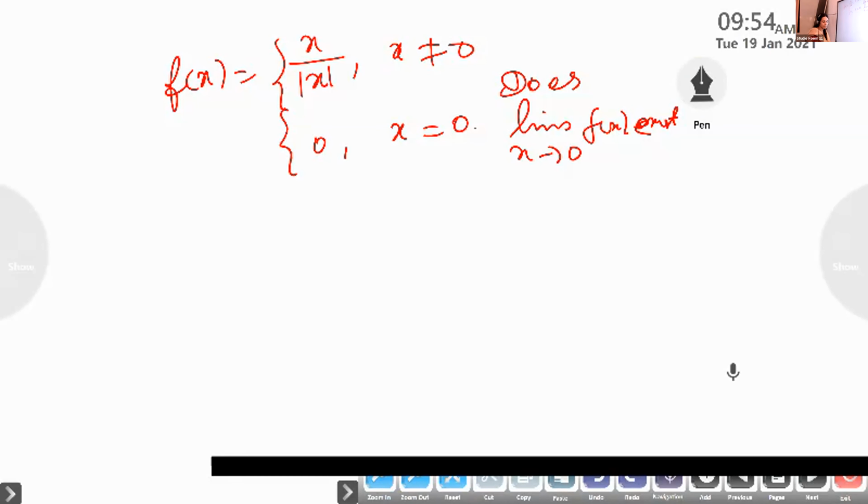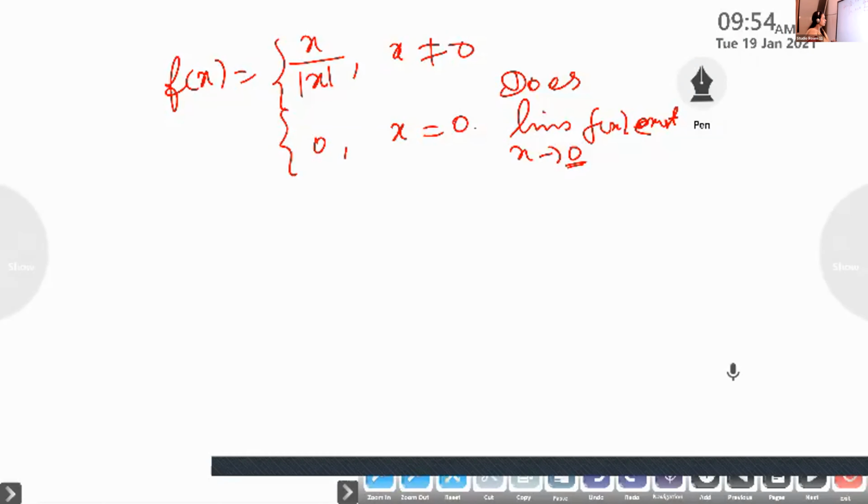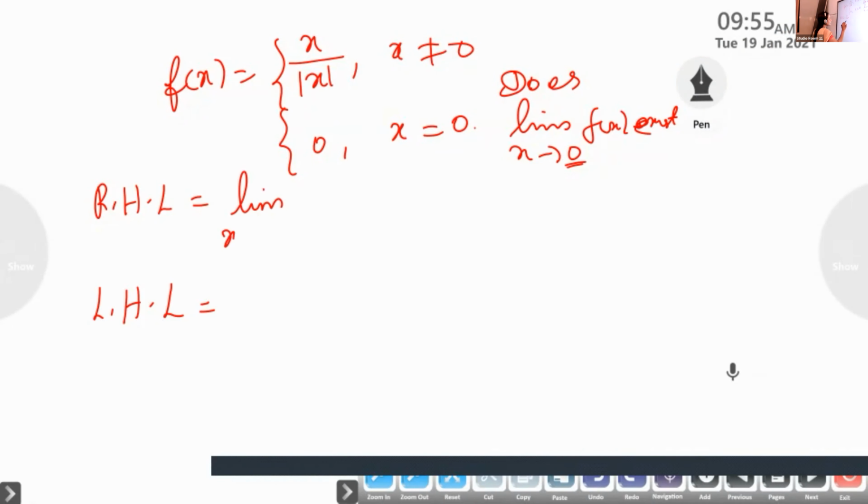So we will say limit exists if left hand limit is equal to right hand limit at that point. At the point here, it is 0. So I'm going to find out the right hand limit at 0 and the left hand limit at 0. And if both are same, we can say limit exists, isn't it? So what is the right hand limit? We can write this as limit x tending to 0 plus of f of x, for x greater than 0.